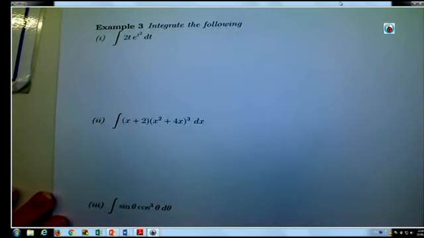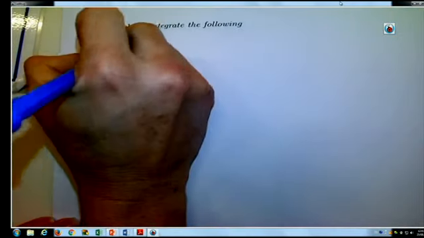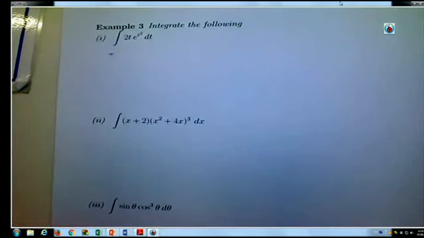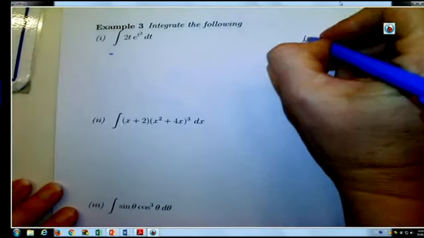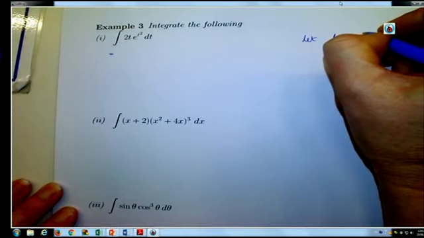Okay, integrate the following. These are all going to be u substitution because that's what I said we're practicing. What's going to be our u here? T squared. Who said that? Yes, it is.